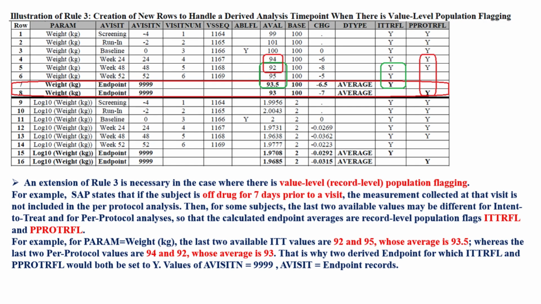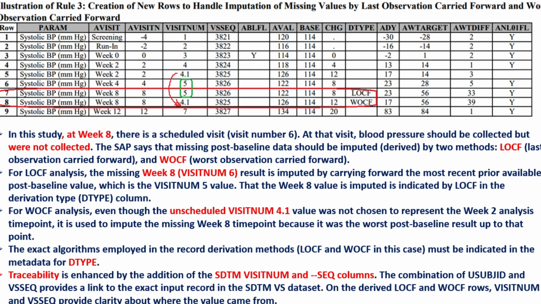Hence, the intent-to-treat flag and per-protocol flag would both be set to yes. Values of analysis visit N equals 9999, analysis visit equals endpoint records. This slide contains an example of data supporting change from baseline analyses of migraine pain.